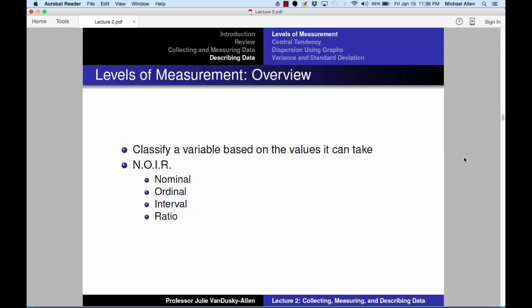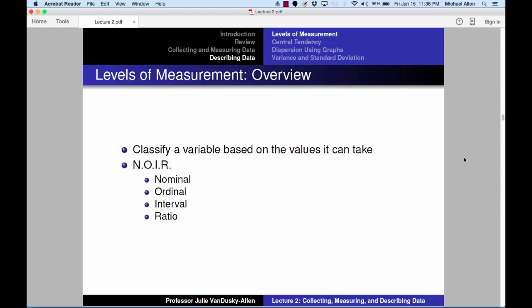After you have collected your data, the first step in analyzing your data is describing the basic characteristics of your variable. The first characteristic you need to take into consideration is your variable's level of measurement. It tells you more about the meaning of the values that your variable takes. Based on what values your variable can take, your variable is either a nominal level variable, ordinal level variable, interval level variable, or ratio level variable.